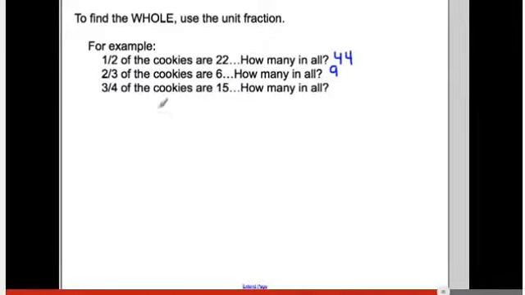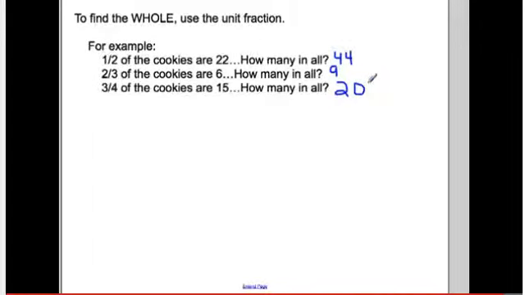Okay, 3/4 of the cookies are 15. How many in all? Alright, we don't know the unit fraction. We know 3/4, so there are 3 groups that have a total of 15 cookies. So how many in one group? 15 divided by 3 tells us that there are 5 cookies in one group, 1 out of 4 groups. There are 4 groups in all, so 5 times 4. Hopefully you got the answer, 20.